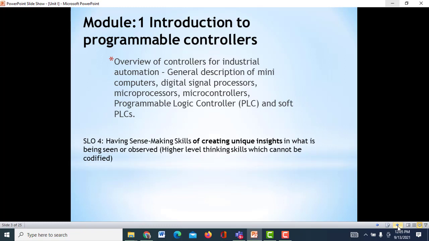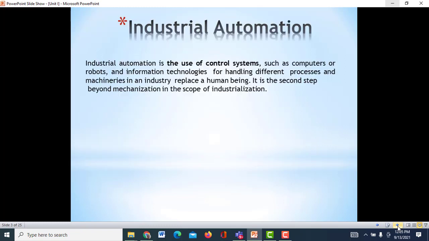So, what is there in the industry? What are all the controllers that we are using, and for what purpose are they being used? That is the SLO we are going to cover here. So, before going into detail about the types of controllers available in the industry, let us go ahead with industrial automation. What is industrial automation?